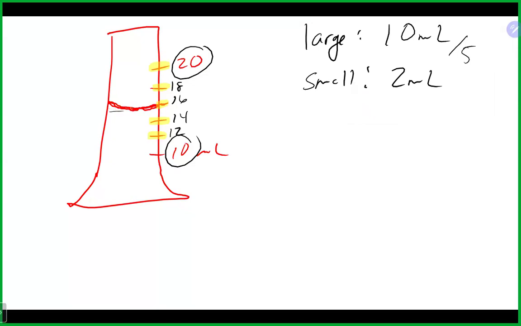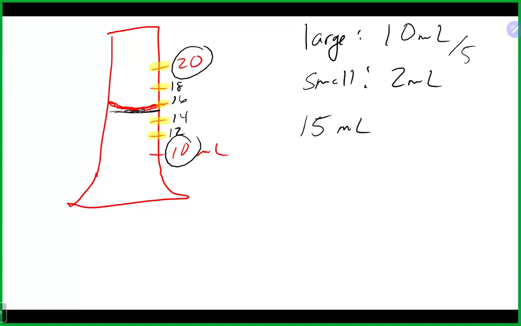Now, if I draw my straight-ish line around my meniscus, when I take my reading at this point, I have 14. It's between 14 and 16. What is the number between 14 and 16? That is 15 milliliters in this case.